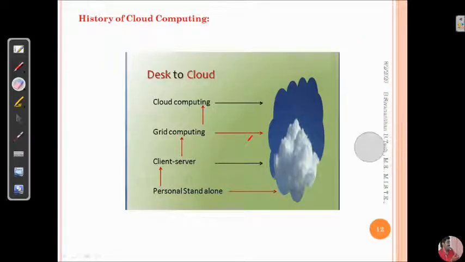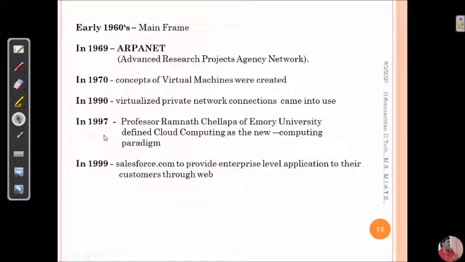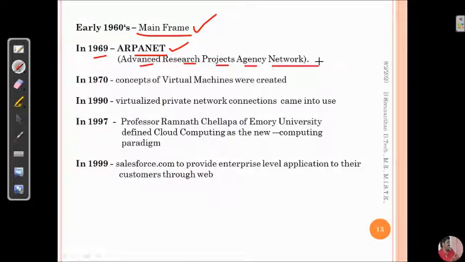Let us dig a little bit deeper into that particular topic. In the early 1960s, the mainframe came into use. What is the purpose of the mainframe? To process the large set of applications of an organization. And in 1969, the ARPANET, the Advanced Research Projects Agency Network, came, which is the base for the networking concept.